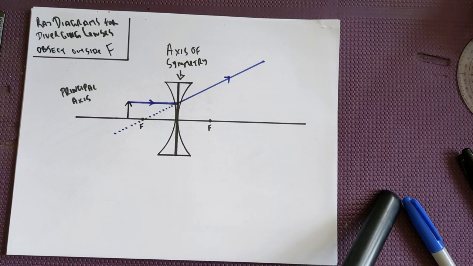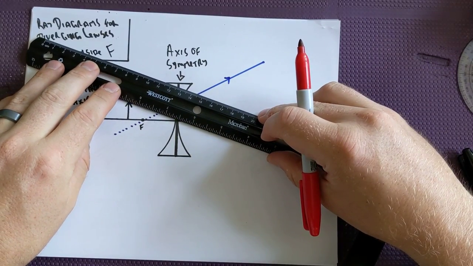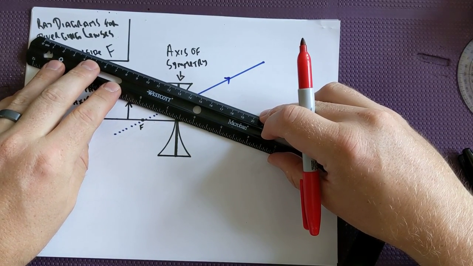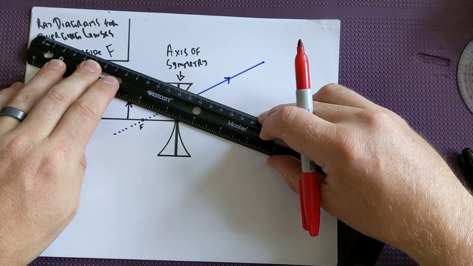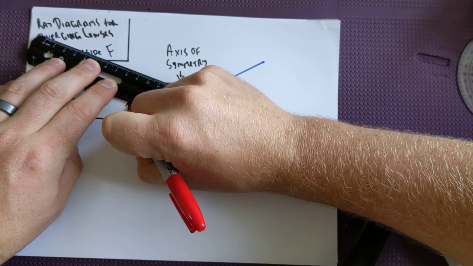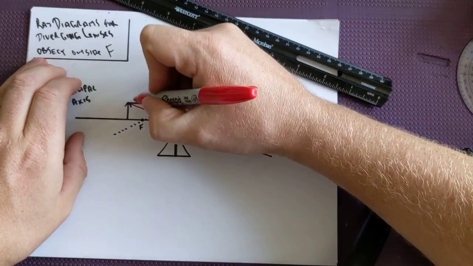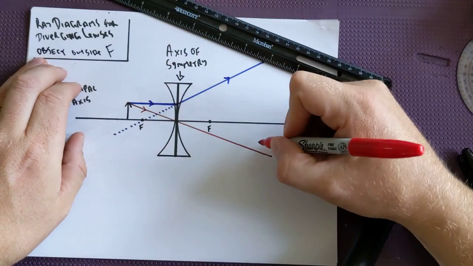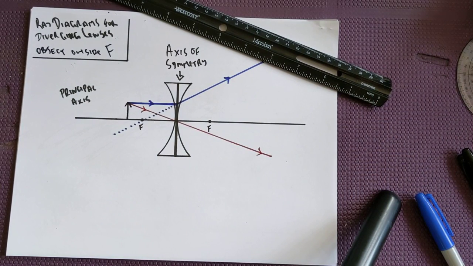The next ray is going to leave the top of the object and travel through the center of the lens. So from there all the way through, leaves the center and travels through like that.